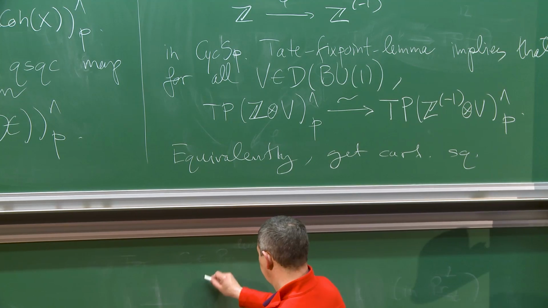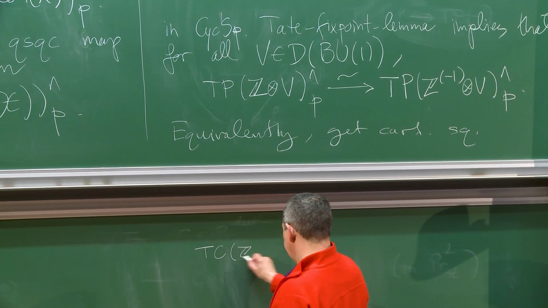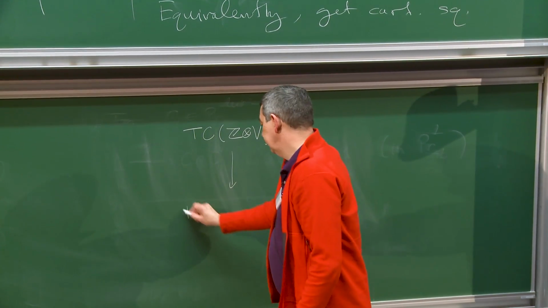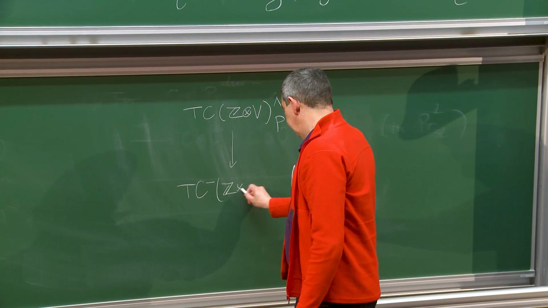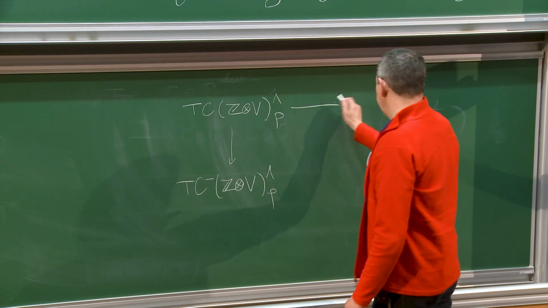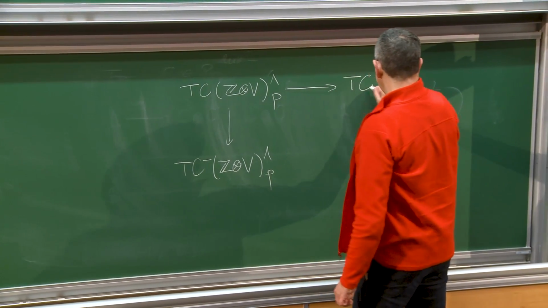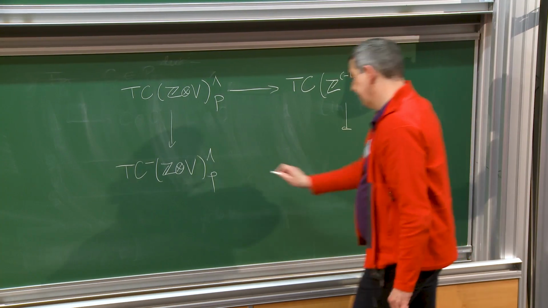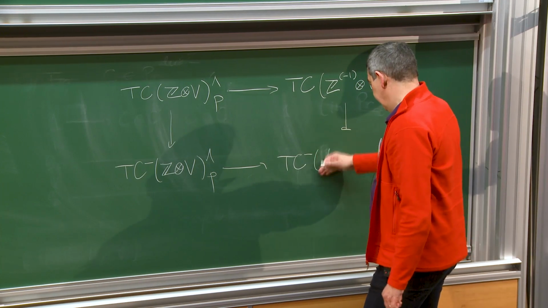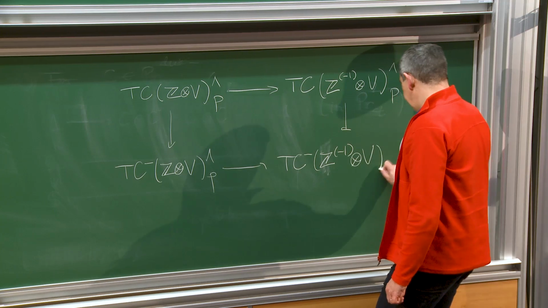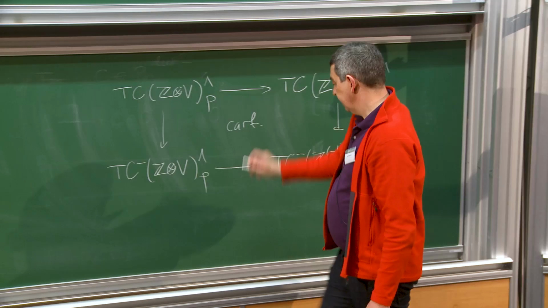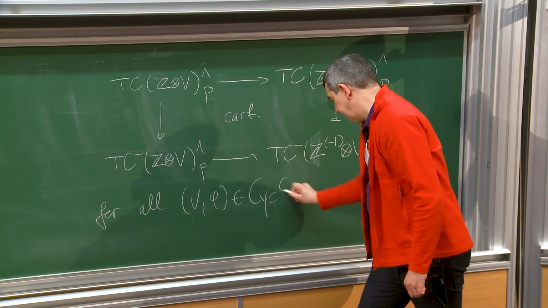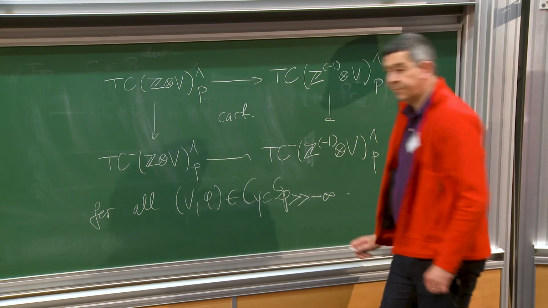Now we have to have a cyclotomic spectrum in order to be able to say TC. And it has to be bounded below, or it has to be right bounded, in order for phi to make sense. But this is Cartesian for all cyclotomic spectra that are right bounded. Okay.